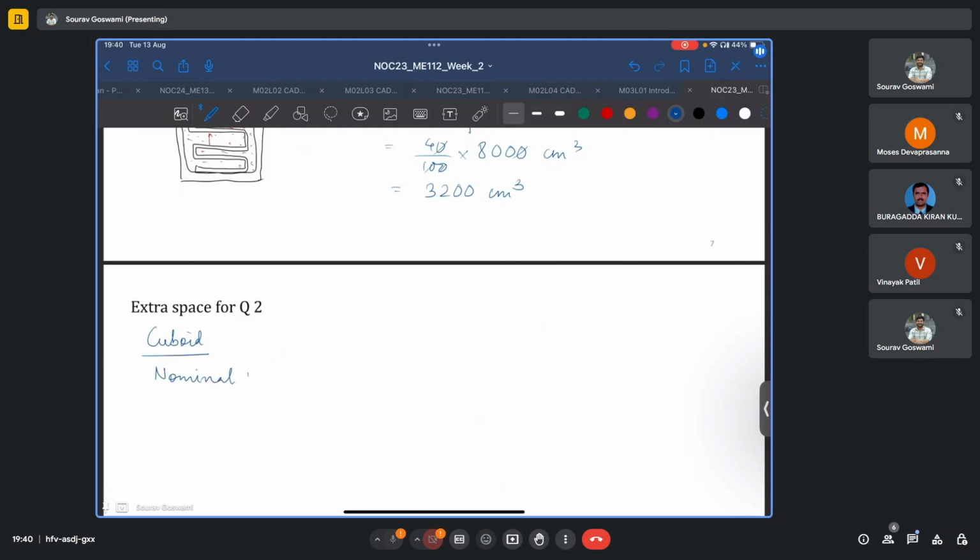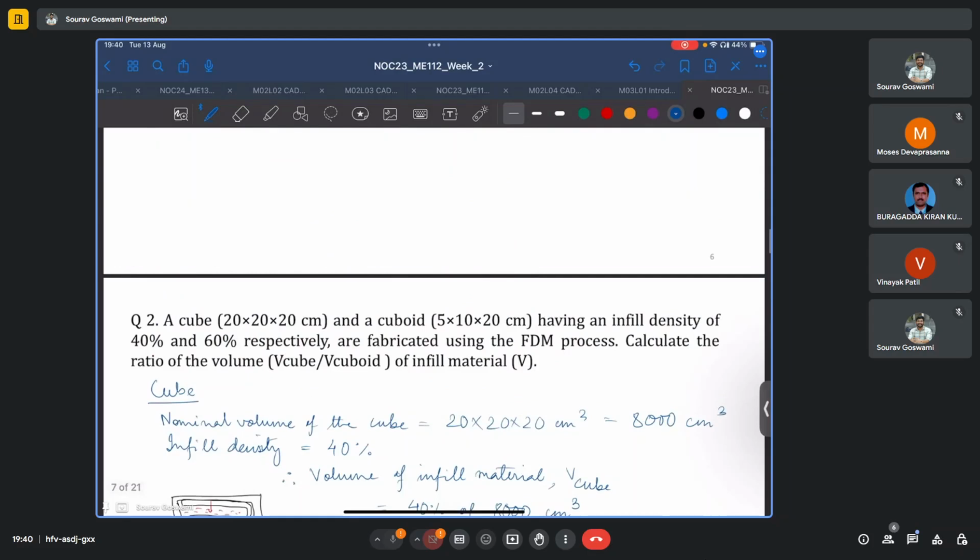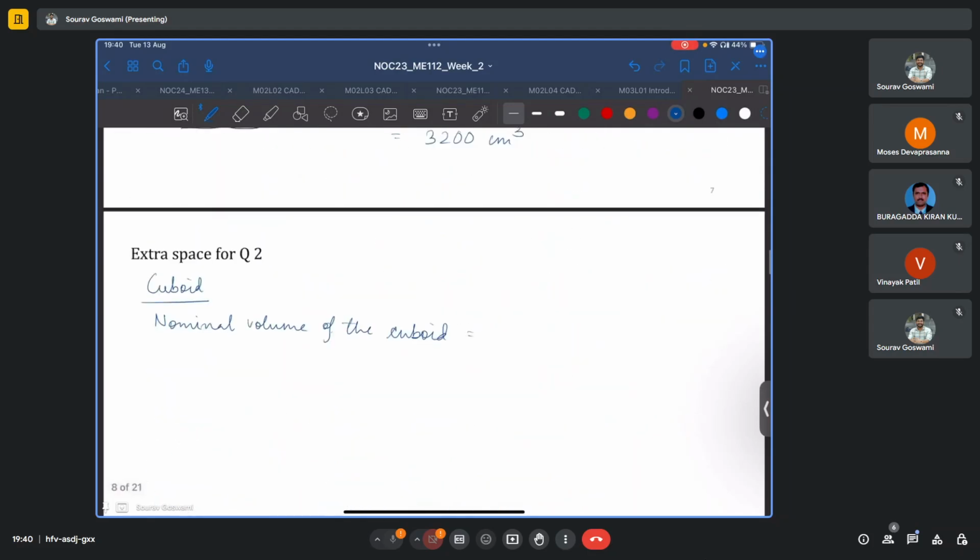First, the nominal volume of the cuboid, 5 cross 10 cross 20.